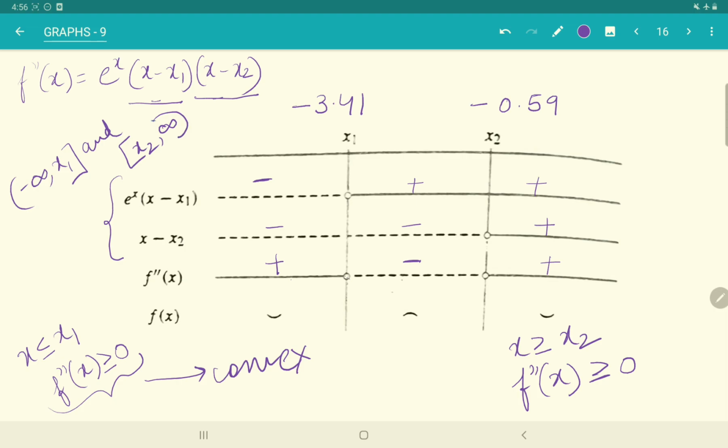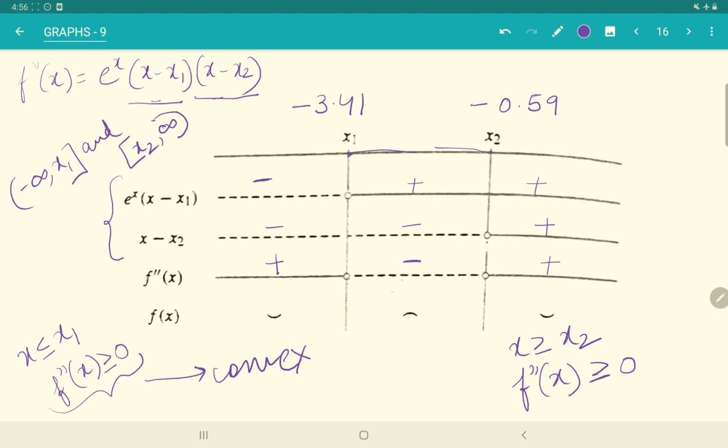Also, I know that the graph is concave from x1 to x2. So if x is between x1 and x2, as we have seen here, that is, if x is greater than or equal to x1 but less than or equal to x2.